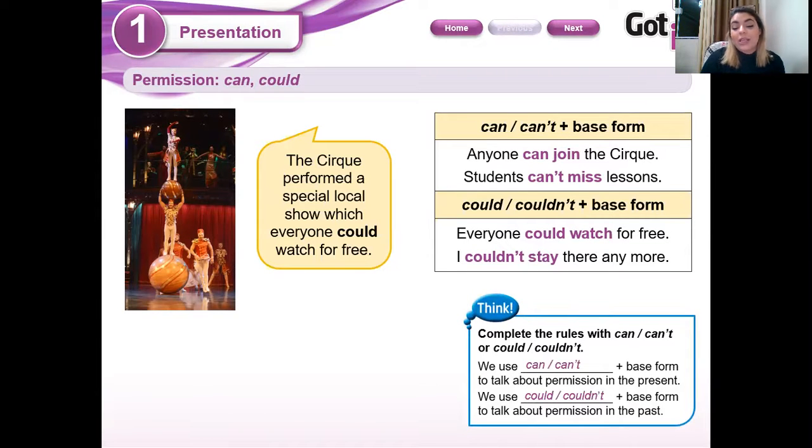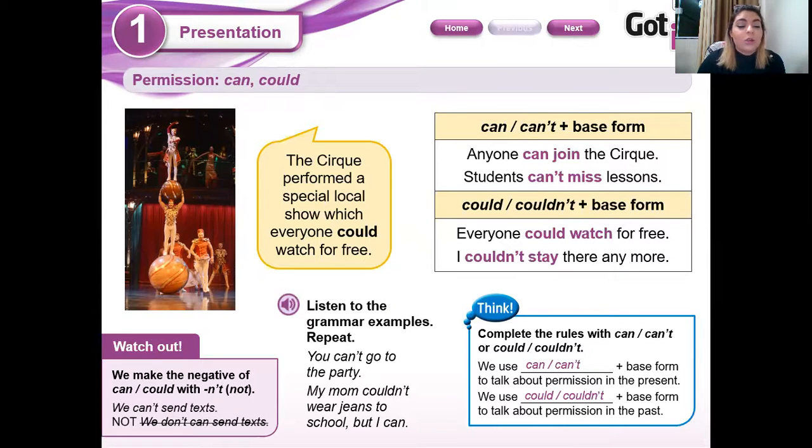We use can or can't in the base form to talk about permission in the present. And we use could or couldn't in the base form to talk about permission in the past. This is easy. Okay? But pay attention. Look at this watch out. We make the negative of can and could with not. We can't mix don't and can, did and could, okay? Can and could are modal verbs, so we don't need an auxiliary verb because they are already enough on their own.